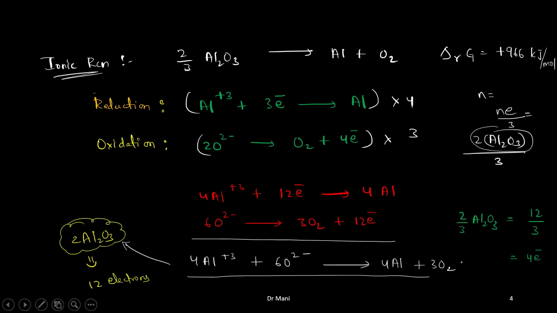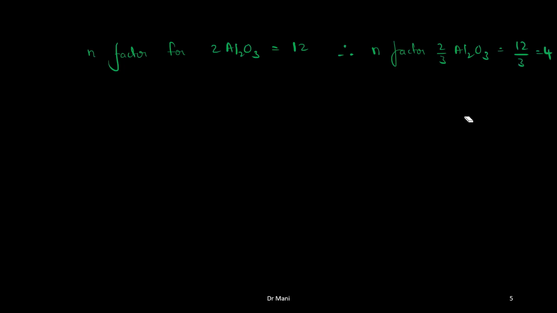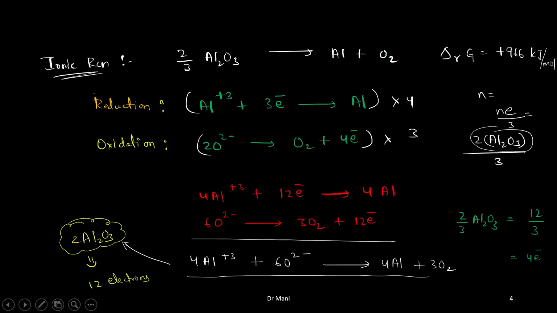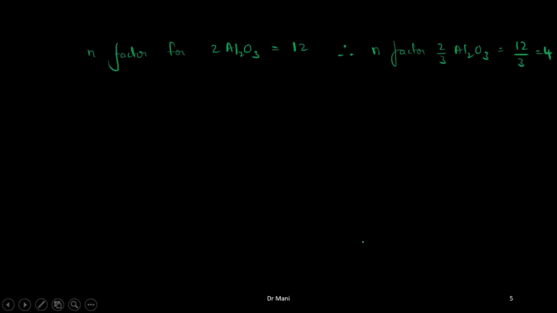Yes, sir. So the n factor, that is nothing but the number of electrons, for 2Al2O3 is 12. Therefore, the n factor for 2 by 3 Al2O3 should be 12 by 3, that is equal to 4. Is this point clear? Yes, sir. To find this out, I am writing all this. If you understood that, you can directly come to the n factor.